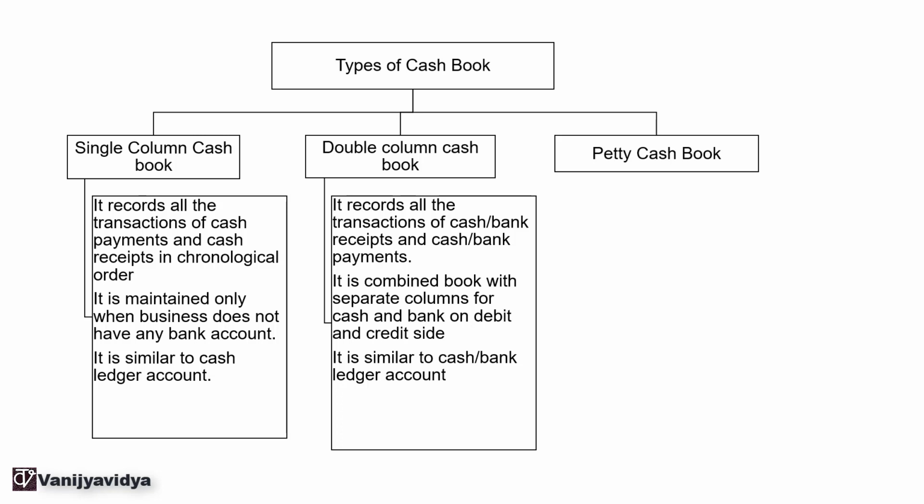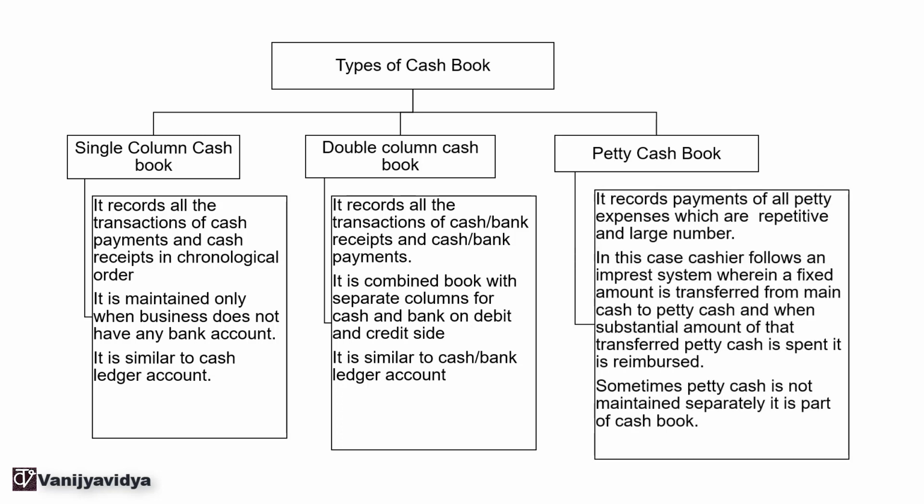Next, petty cash book. It records payment of all petty expenses which are repetitive and large in number. In this case, cashier follows an imprest system wherein a fixed amount is transferred from main cash to petty cash, and when the substantial amount of that transferred petty cash is spent, it is reimbursed. Sometimes petty cash is not maintained separately, it is part of cash book.